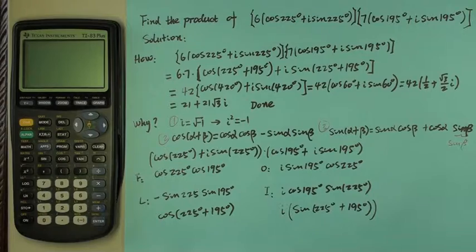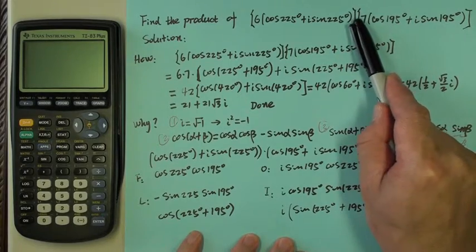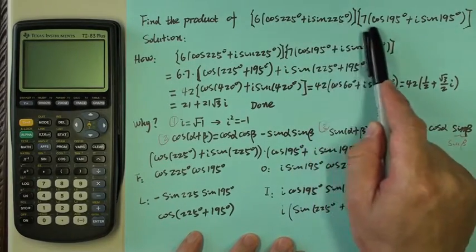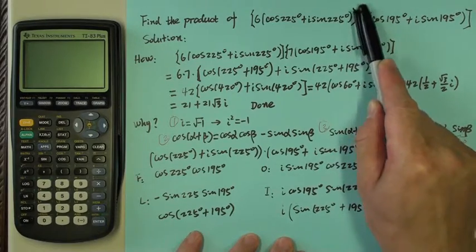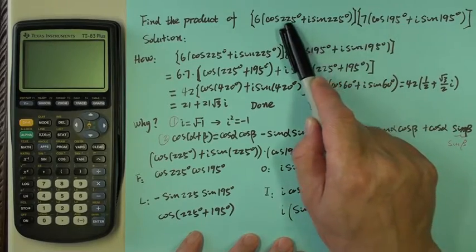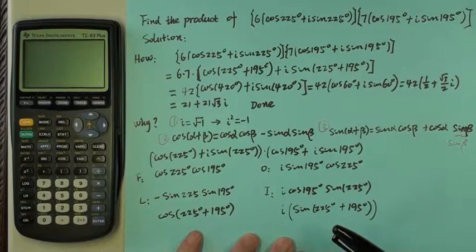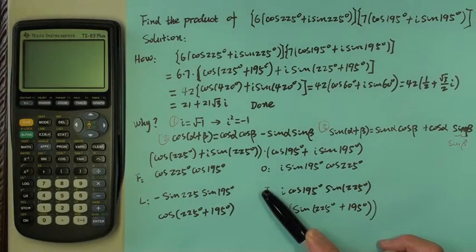Please review this lecture. By the way, here we have multiplication, one complex number times another complex number. If it were division, you would do 6 divided by 7, and the first angle minus the second angle. The way why is similar, like this. In the following example, we'll talk about this.